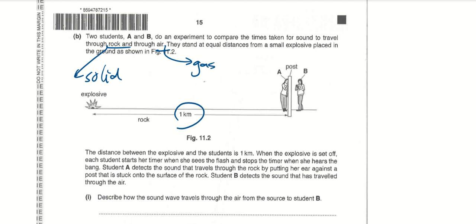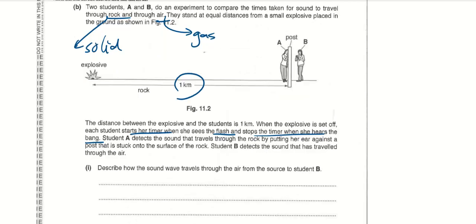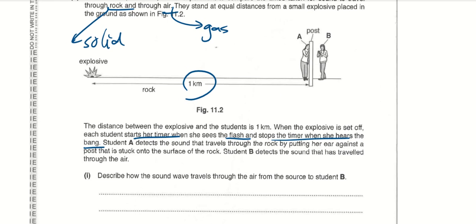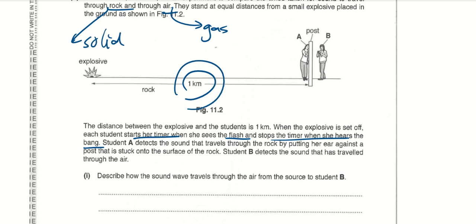When the explosive is set off, each student starts the timer when she sees the flash and stops the timer when she hears the bang. Will there be a time difference? Yes, right, because now the distance is 1 km, 10 times more.